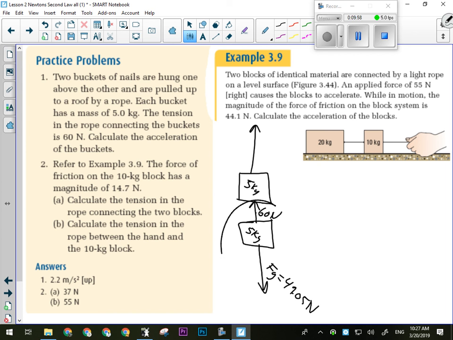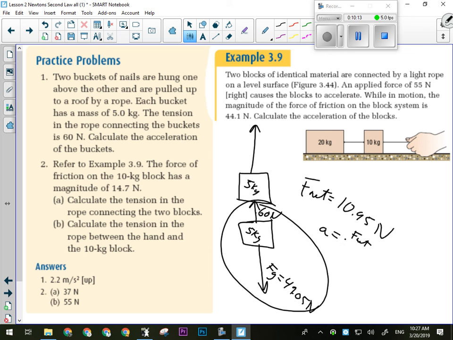So I'm going to just use this part and calculate my F net. My F net will be 60 minus 49.05, so that'll be 10.95 newtons. And then I'll calculate the acceleration by going F net divided by m. What m am I using now? 5 kilograms. I'm only dealing with this bucket right now. So 10.95 over 5 is going to give me what, 2.1?